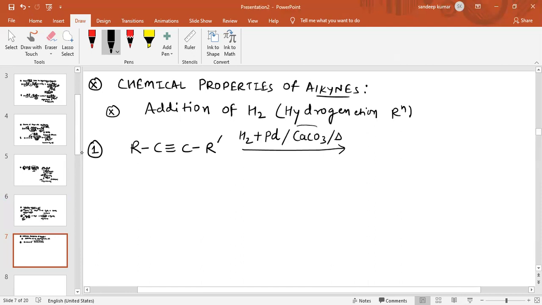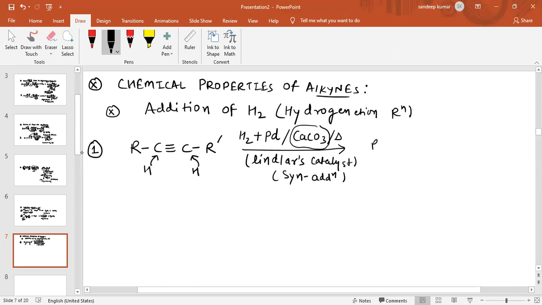Basically this calcium carbonate will act as a poison there, and this is what we call Lindlar's catalyst. And we know this Lindlar catalyst will obey syn addition. So hydrogen will be added in the same plane. If a hydrogen atom comes to this carbon atom, another hydrogen atom will also come from the same side of the plane.